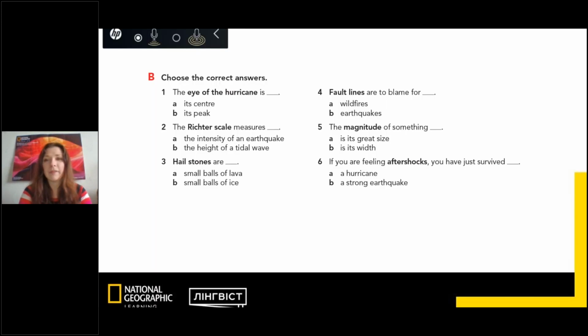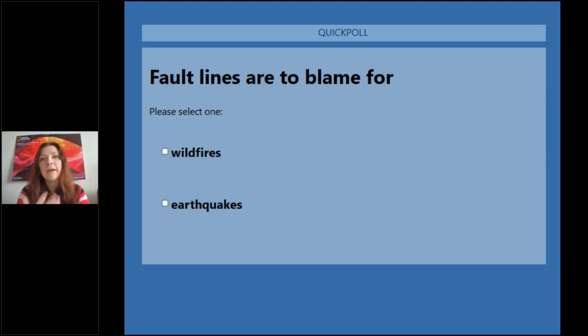Fault lines. Fault lines are to blame for. It means we can see them because of what is the reason for fault lines: wildfires or earthquakes. I guess that this one is a new word for you. And when we finish all the polls, I'm going to show you the picture of this.